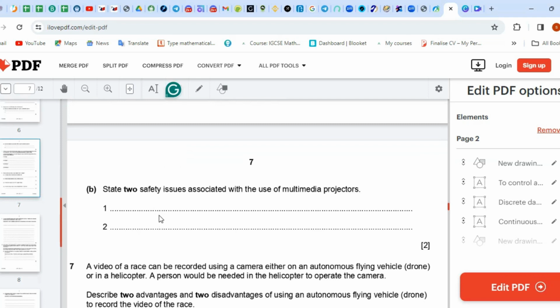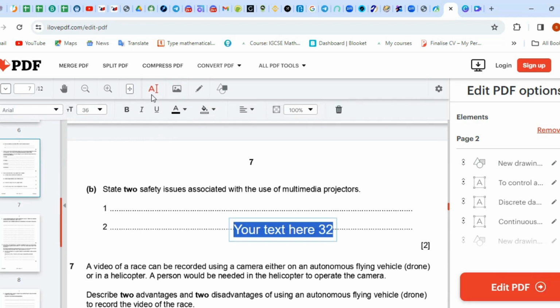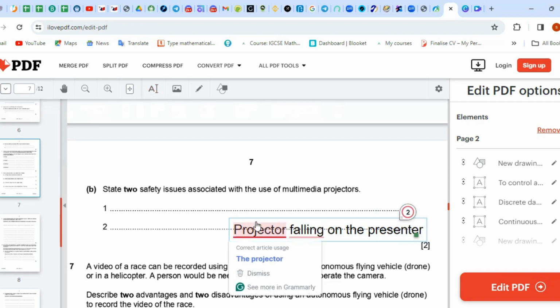All right, so you are now told to state two safety issues associated with the use of multimedia projectors. Two safety issues associated with the use of what? Multimedia projector. One is projector falling on the presenter. You see, if you are standing under a projector and you are projecting, the projector can fall. That's one of the safety issues of using a projector. All right.